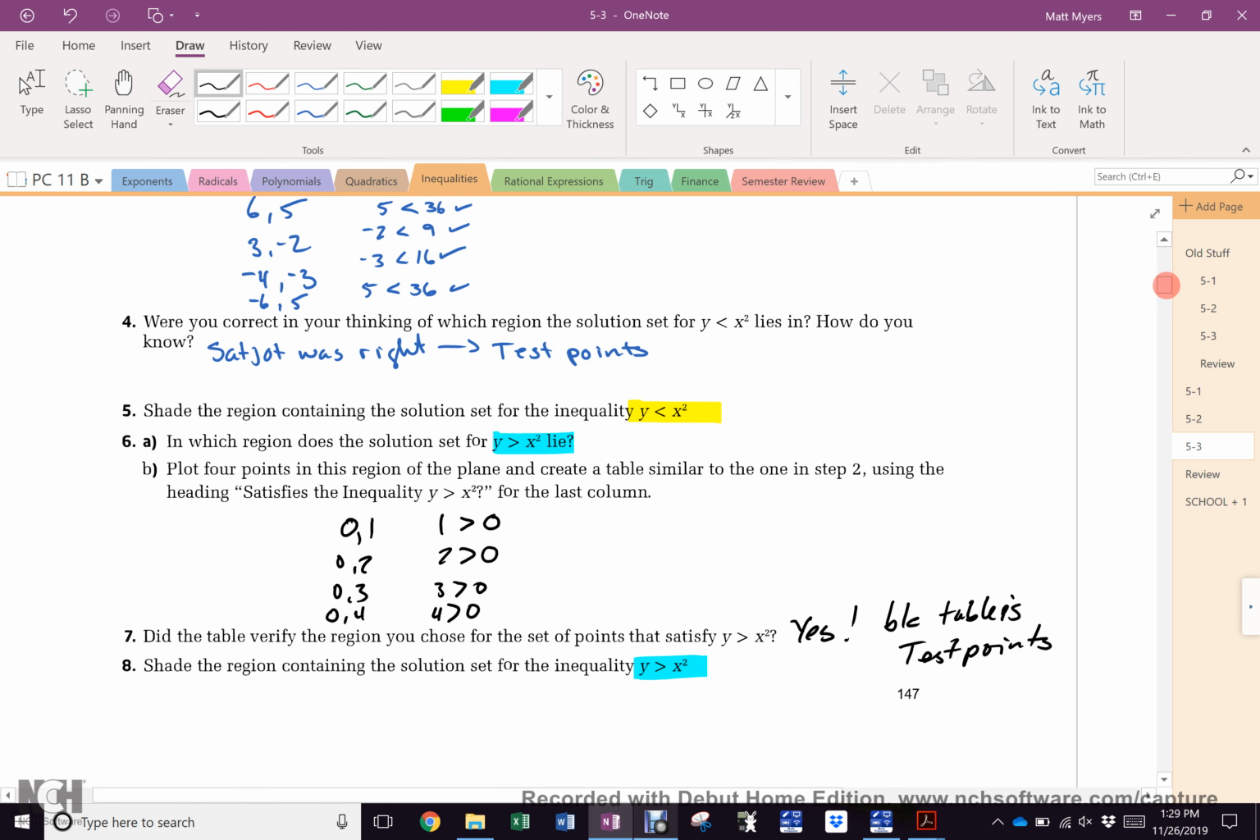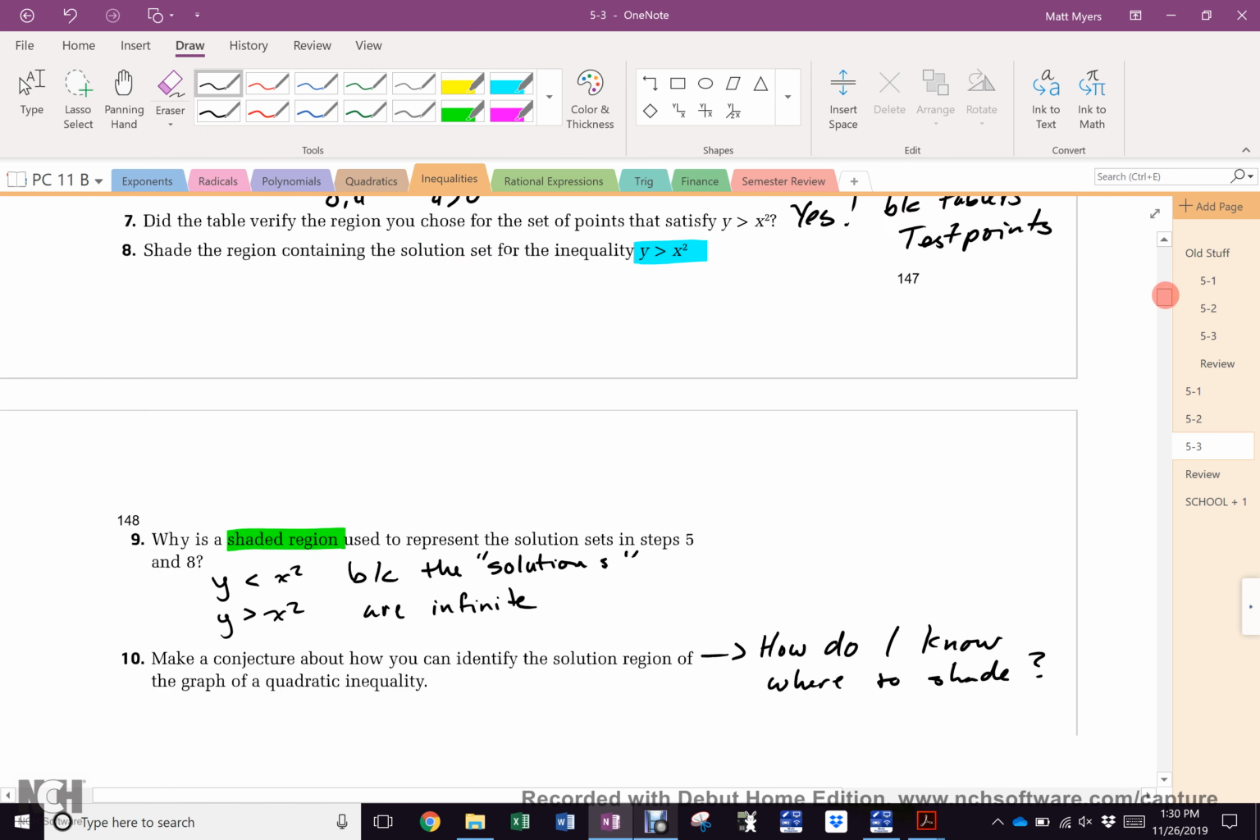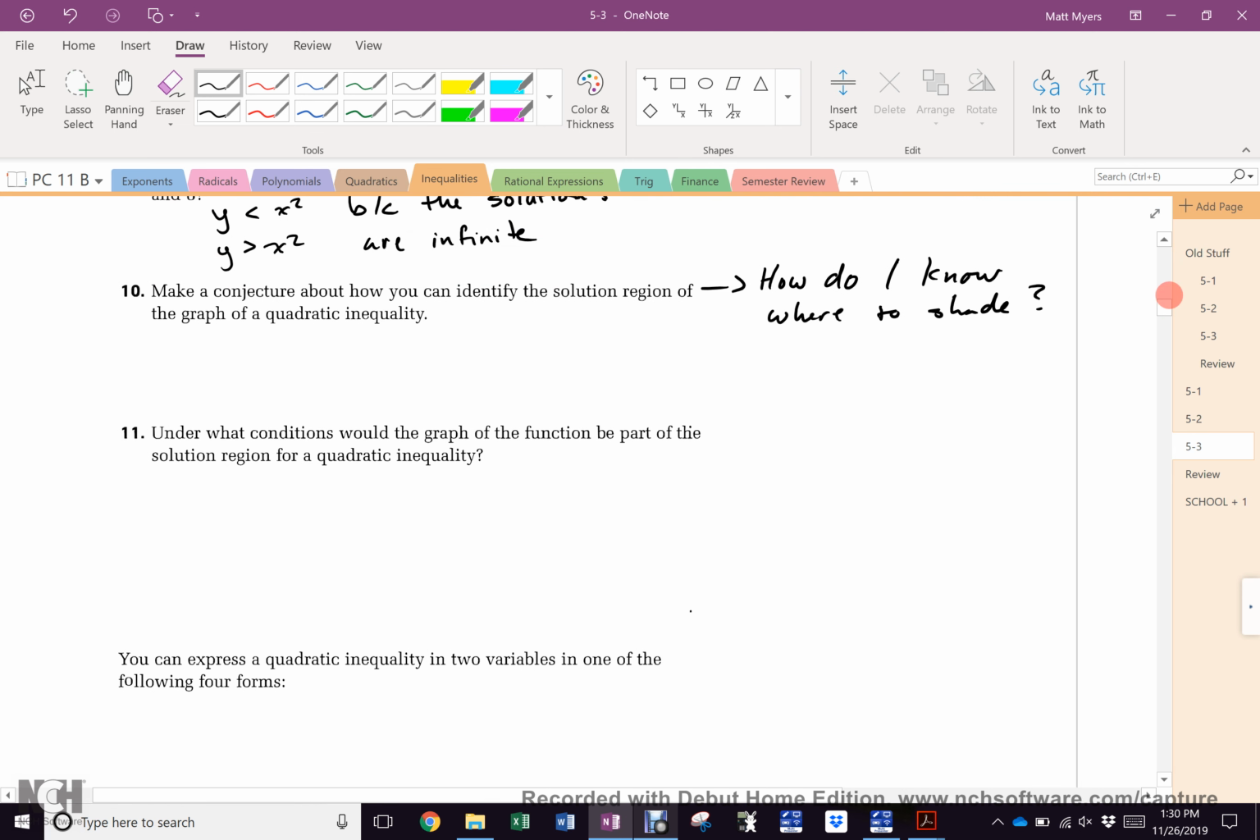Less than... Where did we shade? Under. Below. Greater than, where did we shade? Above. So is that a decent guess? So one thing we could do is look at the inequality. If it's that or that, would I be shading above or below?